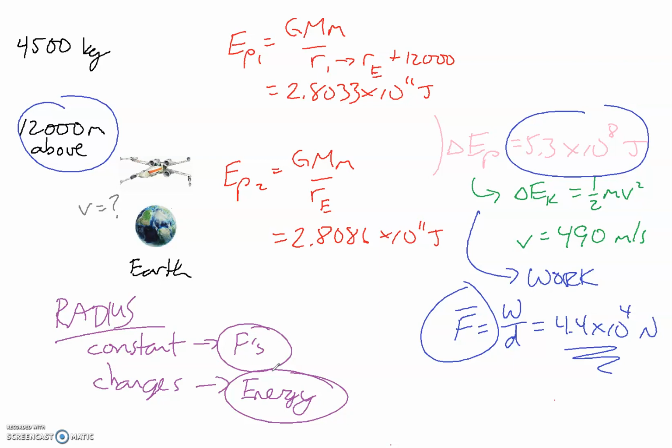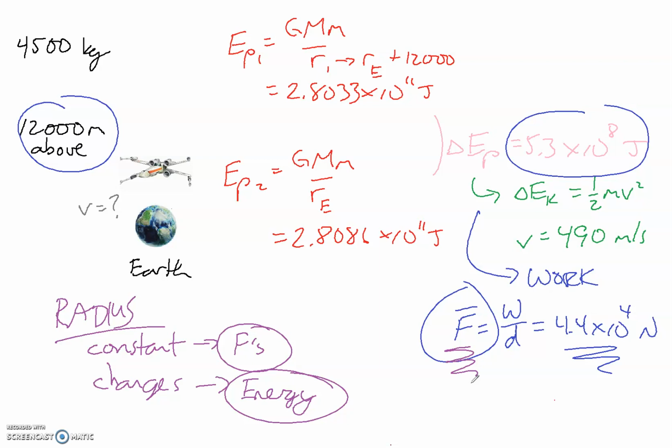But if that radius is changing, even if it asks you for force, don't get suckered into using mv squared over r or GMm over r squared. If the radius is changing and it asks for force, almost guaranteed you need to be using energy for that. It's a lot easier, it's a lot more efficient, it just works so much better.